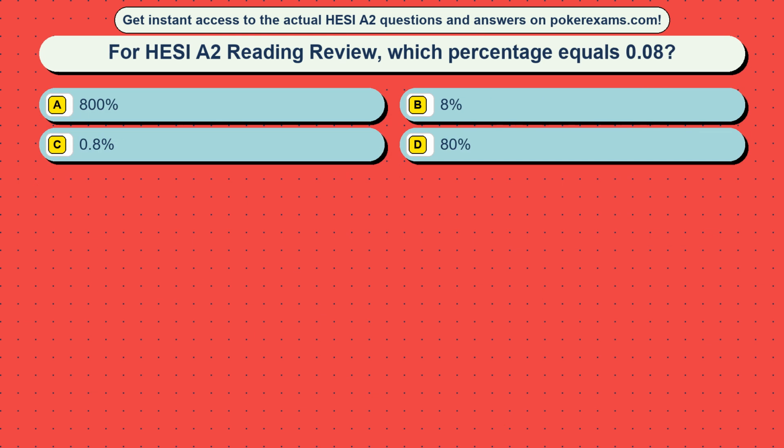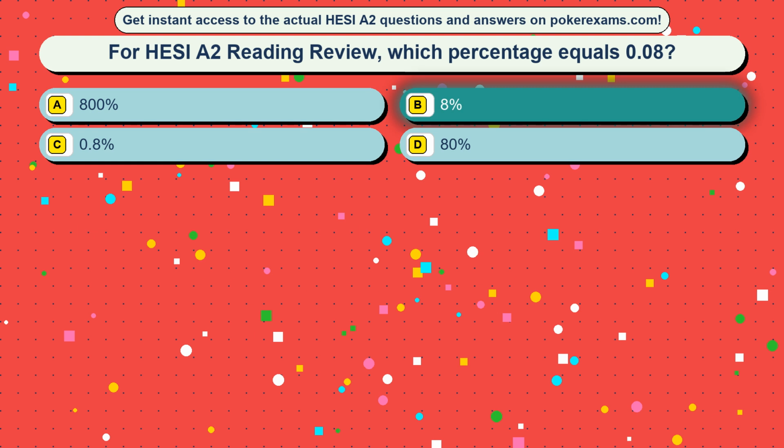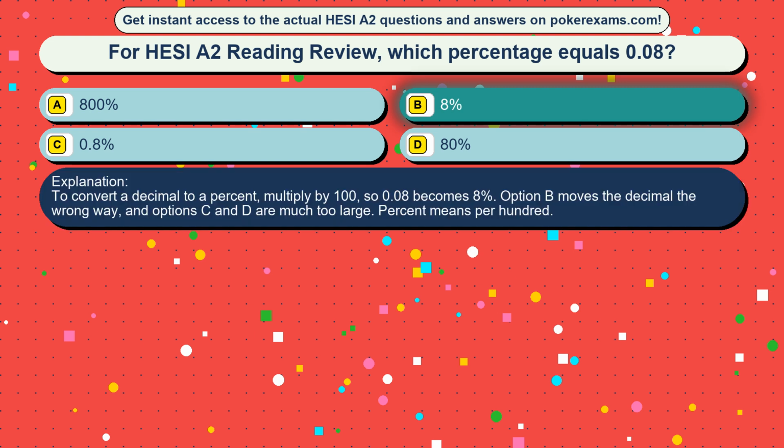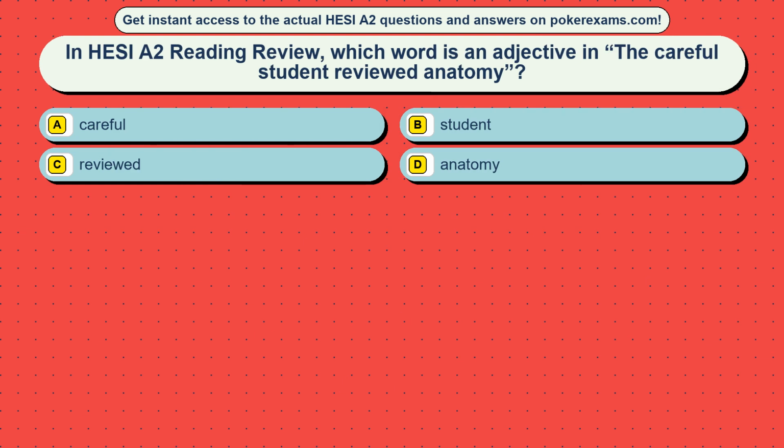Question 12. For HESI A2 reading review, which percentage equals 0.08? Option A, 800%. Option B, 8%. Option C, 0.8%. Option D, 80%. The correct answer is option B, 8%. To convert a decimal to a percent, multiply by 100, so 0.08 becomes 8%. Option C moves the decimal the wrong way, and options A and D are much too large. Percent means per hundred.